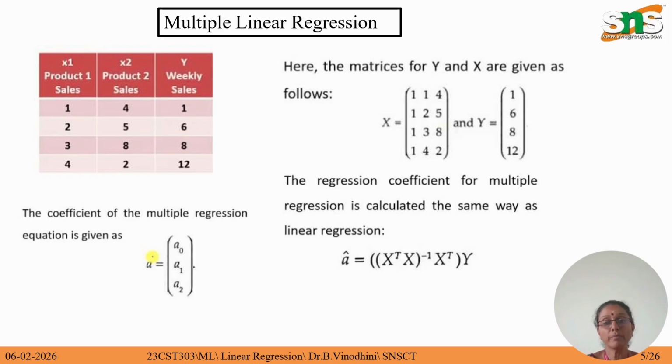Next, the regression coefficient for multiple regression is calculated as A cap, which contains a0, a1 and a2. That could be calculated using x transpose into x, the whole inverse, multiplied by x transpose, and then multiplied by y. So the formula for finding the coefficients in multiple linear regression is x transpose x, the whole inverse, multiplied by x transpose, multiplied by y.